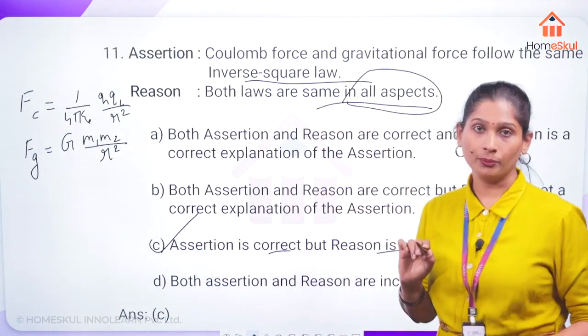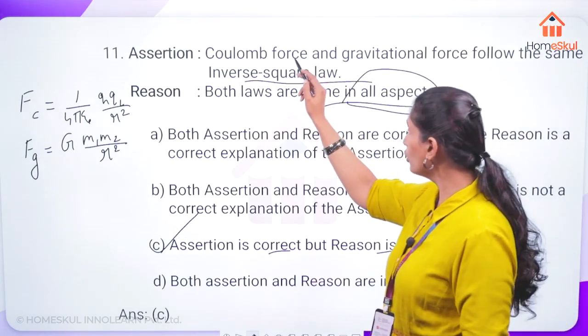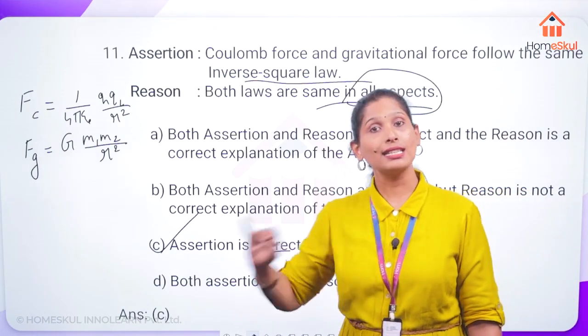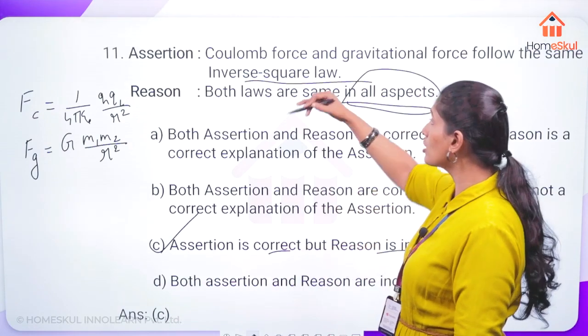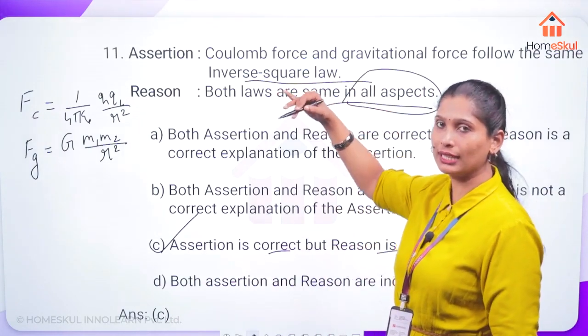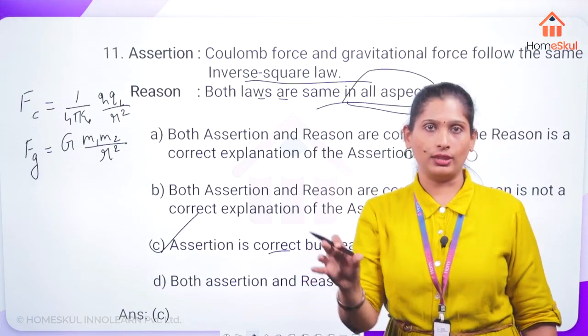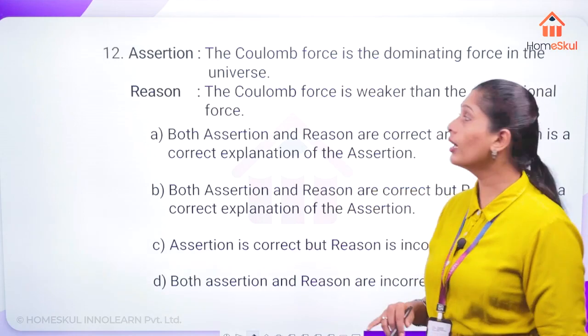There comes a problem. Okay? So hence we can say that even though the assertion is correct, the reason is incorrect. The statement itself is incorrect. It is not a matter of whether it gives the correct explanation or something like that. First check whether the statement is true scientifically. Clear? Now let's discuss the next question here.